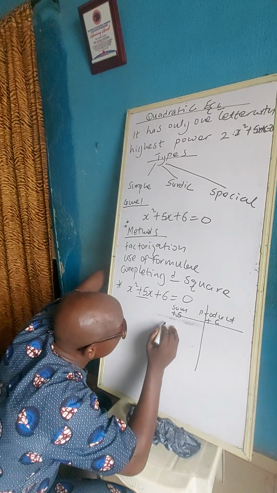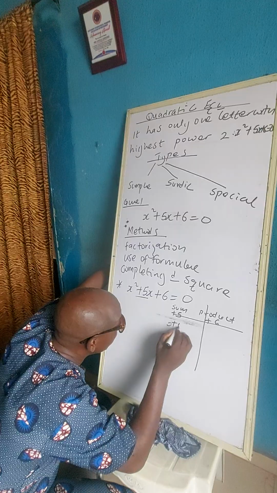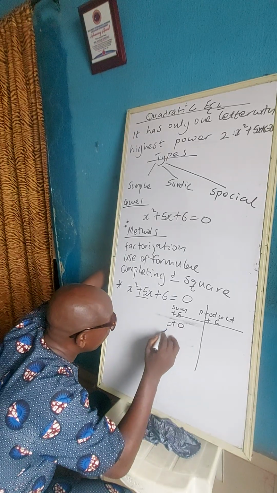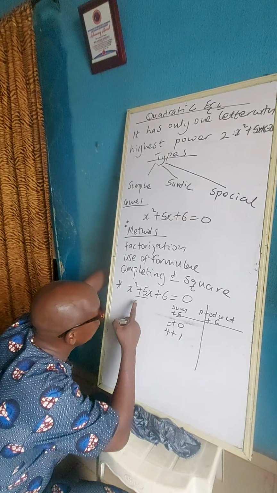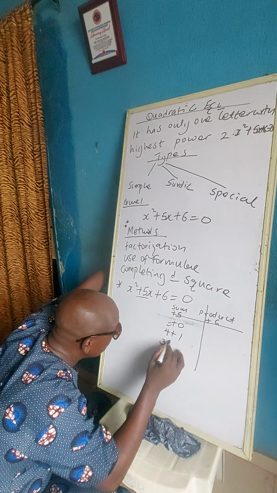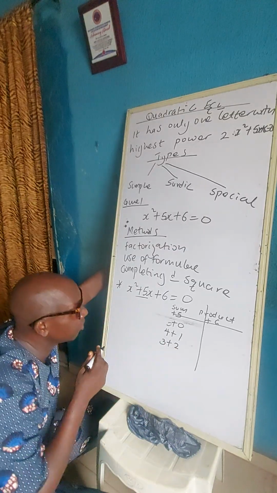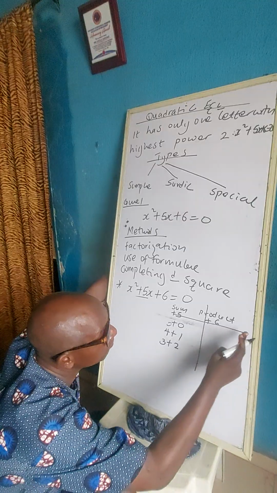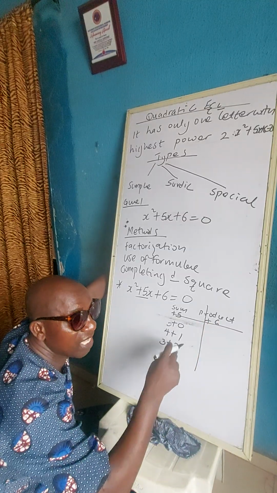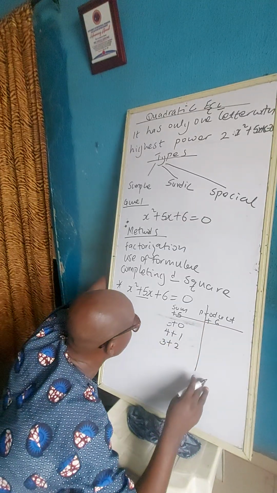We have 5 plus 0. We have 4 plus 1. It will give us 5. We have 3 plus 2. Let's stop there. Let's test it. Maybe it will give us plus 6. We want the one that gives us plus 6. That's what we are going to use.